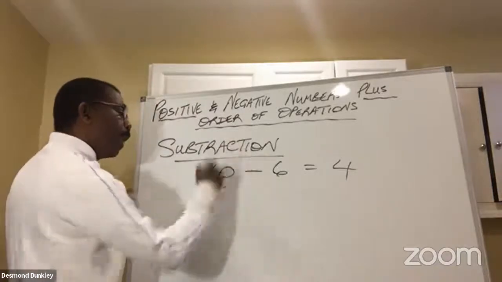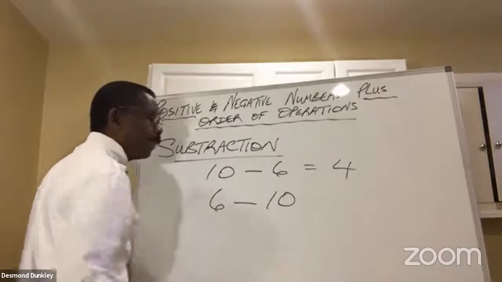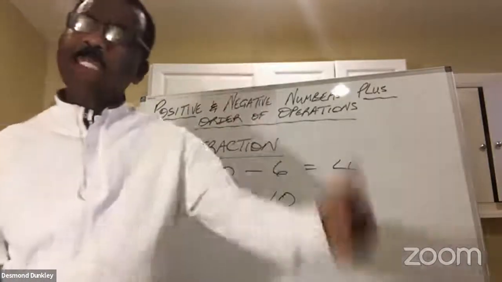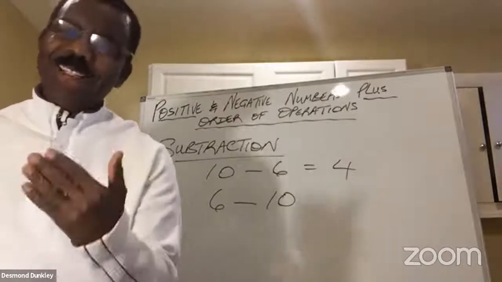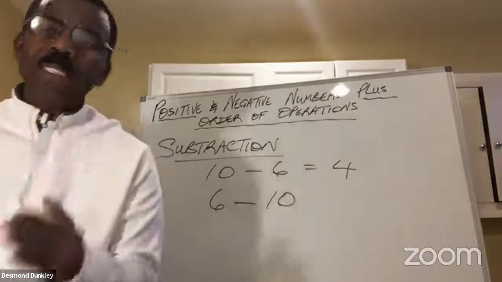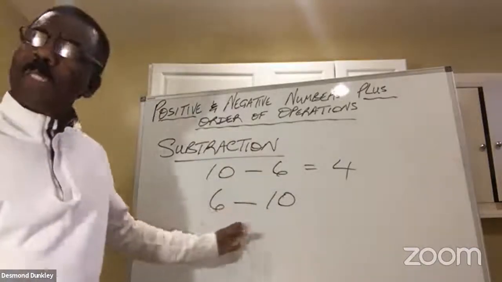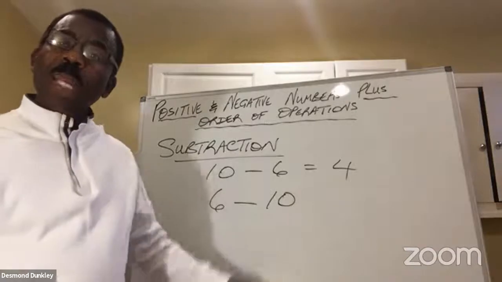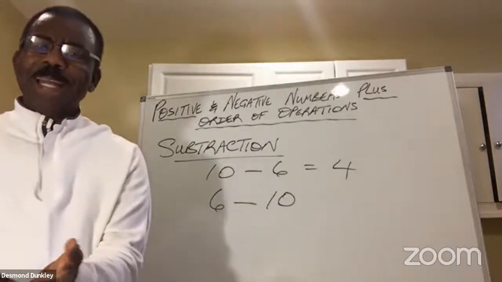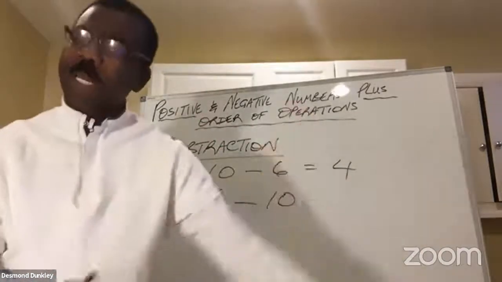Suppose it was the other way around. Suppose it was 6 take away 10. So you have 6 items and you're taking away 10. And somebody would say, but that never happens. Well, we do it all the time with our spending. We have $6, but we spend $10. So we end up what? We end up owing $4. And that's why beautiful credit cards come into play, or lines of credit.